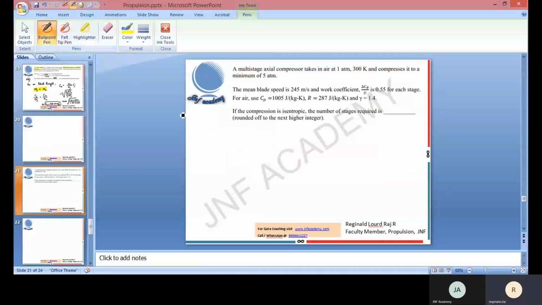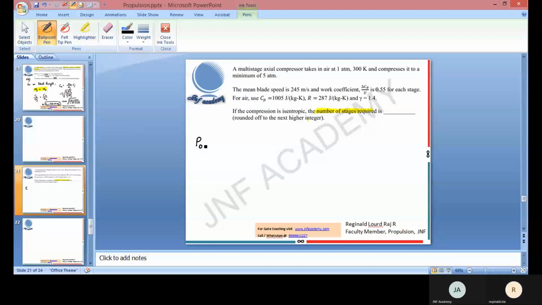The last question is also a very expected question. This is from multi-stage axial compressors. It is calculations based on the number of stages. So again, it's a very standard problem, calculating the number of stages of an axial compressor. So I'm not teaching you anything here. I'll be a little faster.